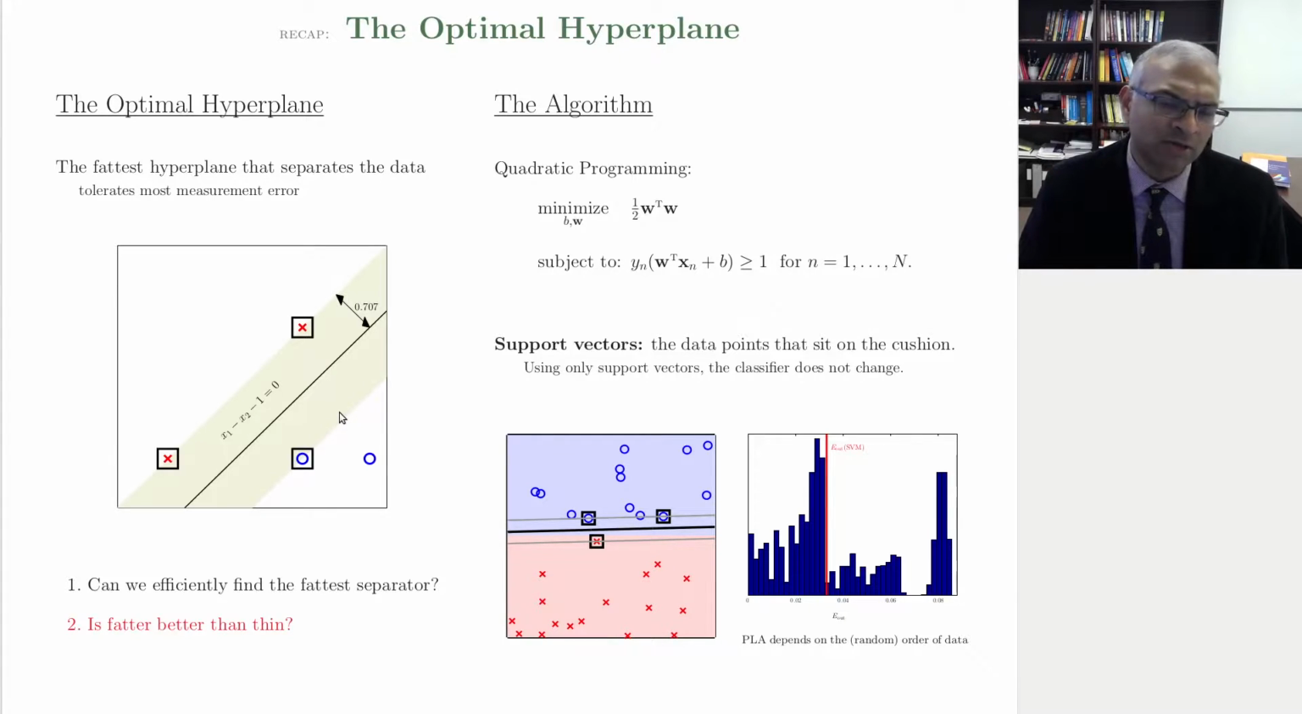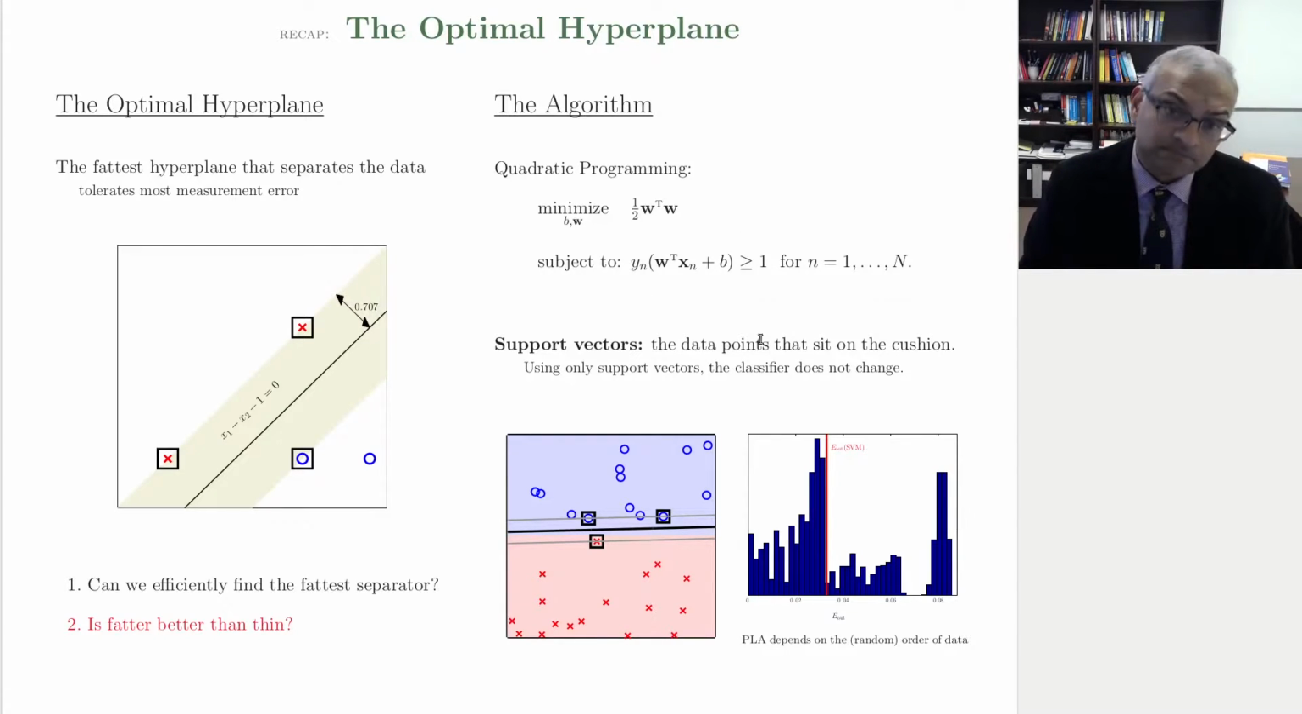And when we talk about can we efficiently find this fattest separator, we reduce the problem to quadratic programming. So specifically, the algorithm in what's called the primal form is to minimize the norm of the weights. Now remember that we separated out the bias, so we are minimizing only the norm of the feature weights, subject to the constraint that you separate all the data. And we discussed this notion of separation where y times w transpose xn plus b should be greater or equal to 1. So without loss of generality, that's what it means to separate the data.